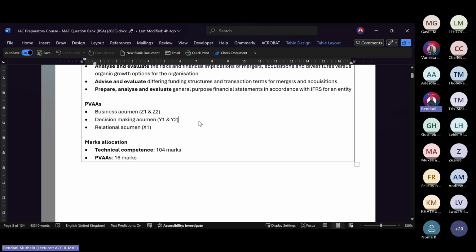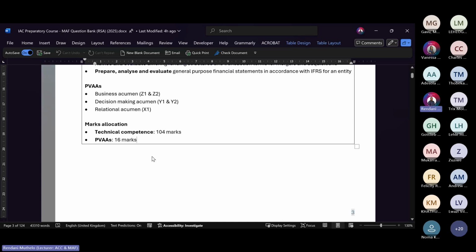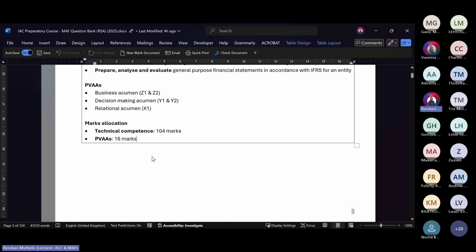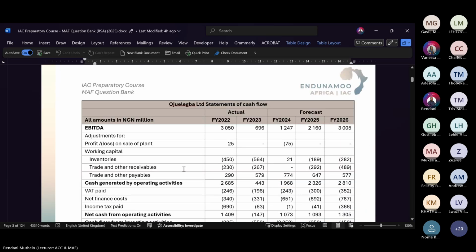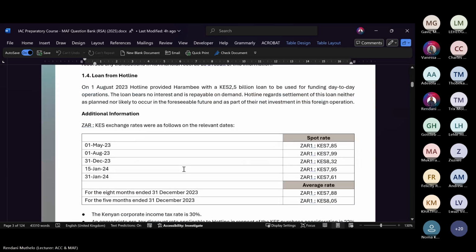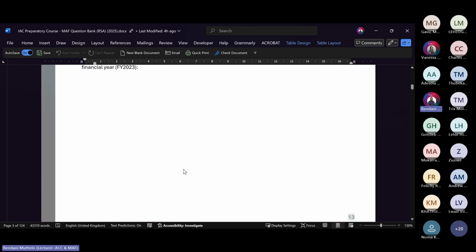So in this question, you're going to find business acumen, Z1 and Z2, decision acumen, Y1 and Y2, relational acumen, X1. And based on the responses and the question itself, I've ended up having 104 marks for technical competence and 16 marks for PVC. So in terms of the actual split, you will then see it here. Yes.